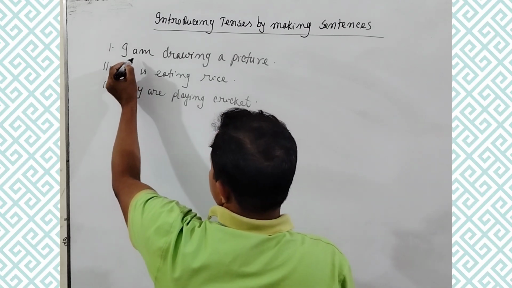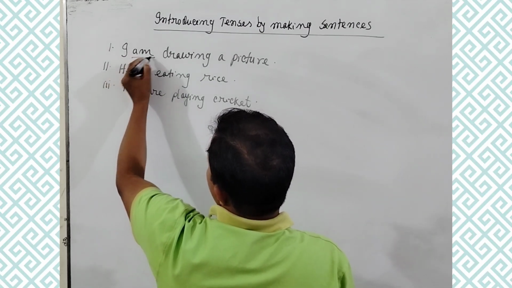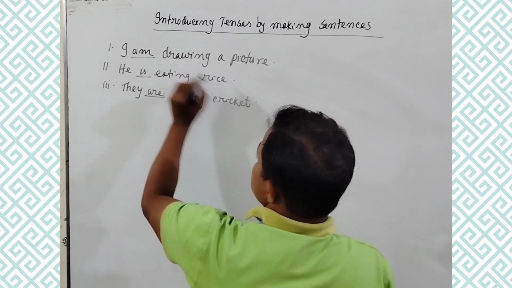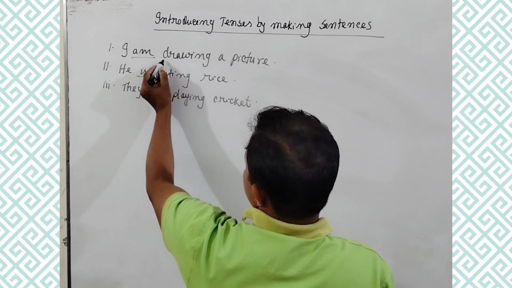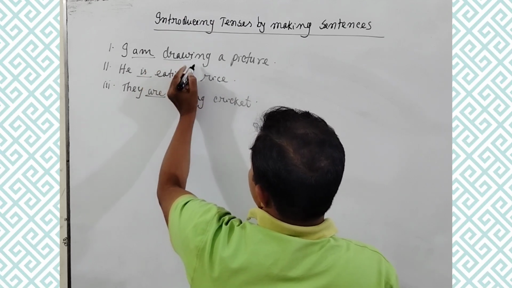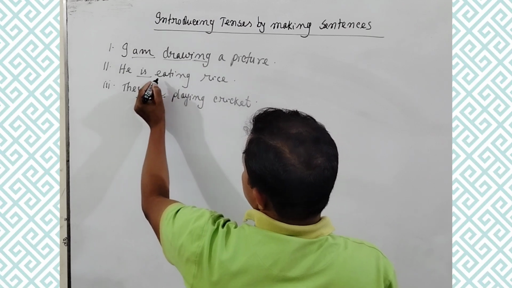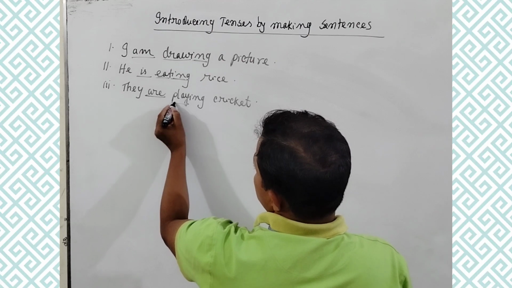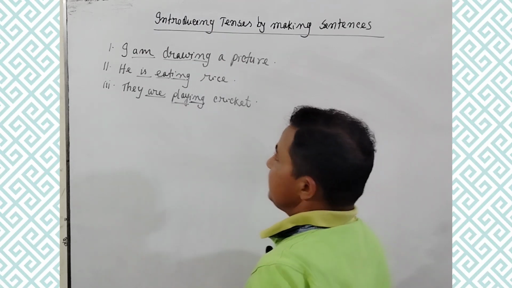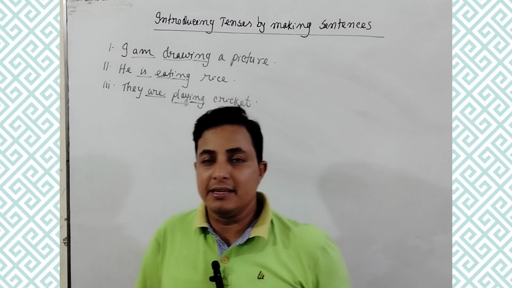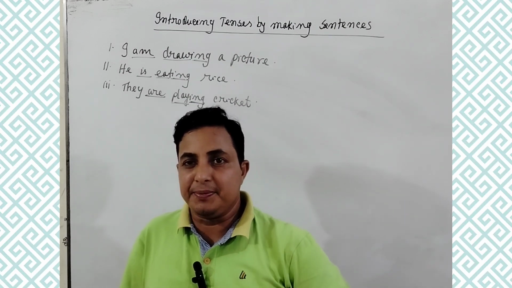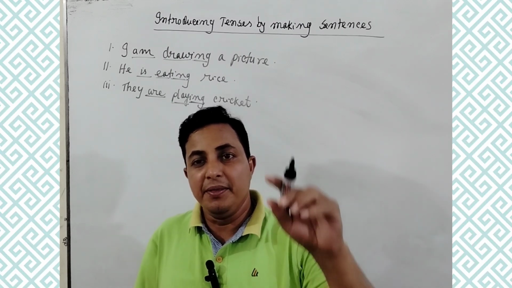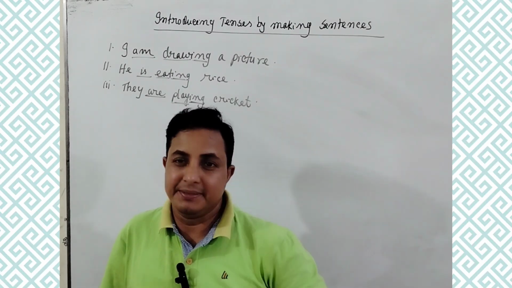In present continuous tense, the auxiliary verbs are am, is, are. And after the auxiliary verb, use the main verb in base form. Base form draw, then extra ing. Base form eat, extra use ing. Base form play, extra use ing. Mind it, in every continuous tense, after the base form, ing must be used. Ing must be put. Mind it.